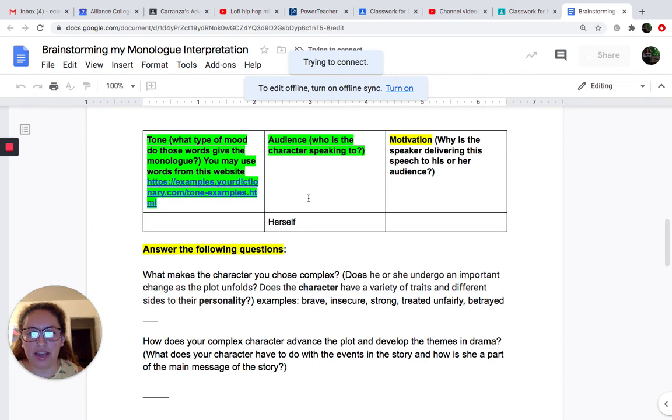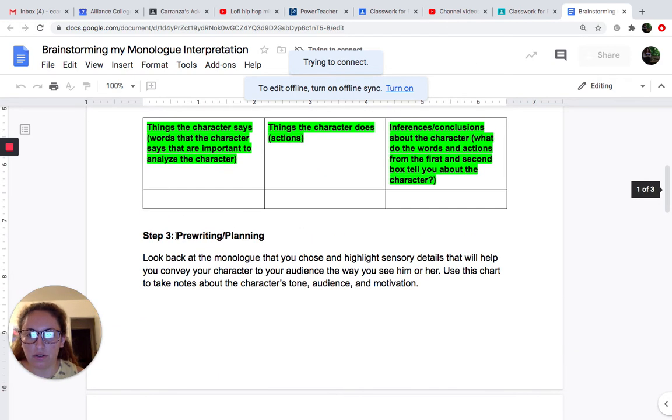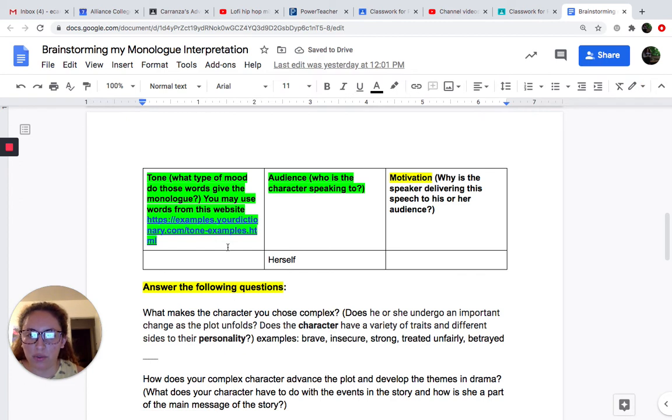Now, for the next part, to fill out this table, what tone does the monologue have? So what type of mood do those words, the words that you determined, either sensory details or the words in your first box, create? You may use this website to help you. I don't think you have it in your document, but you are welcome to pause the video and go to it. You could use more than one tone as well.